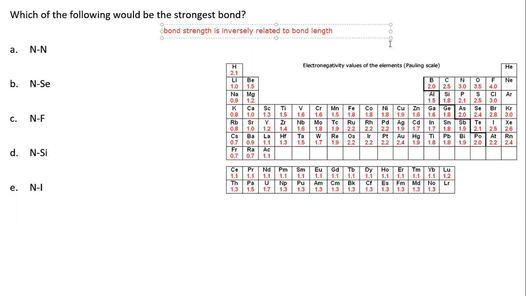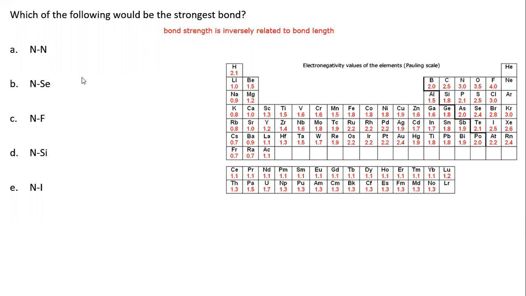Now, in addition to that, the way we can determine the strength of a bond is by looking at the difference in electronegativity of the bonds when we're comparing apples and apples. What do I mean by apples and apples? I mean that we're comparing, for example, all single bonds. The only difference is the atoms are changing. In that case, we can look at electronegativity difference, and the more polar the bond, the stronger the bond is.